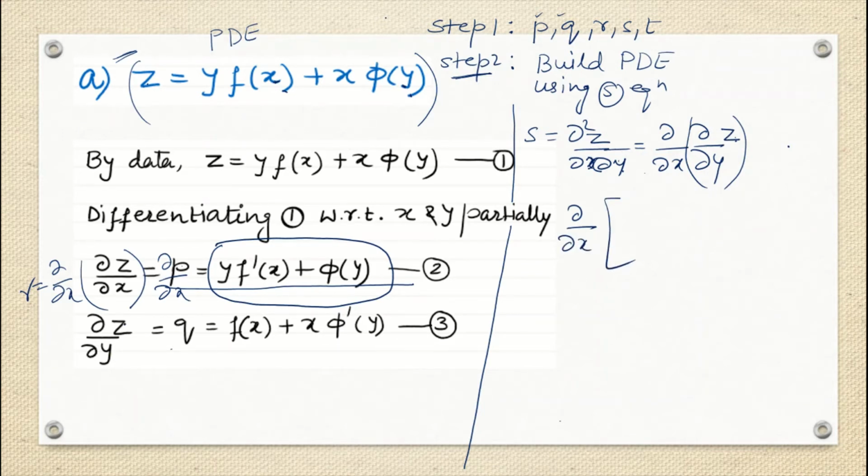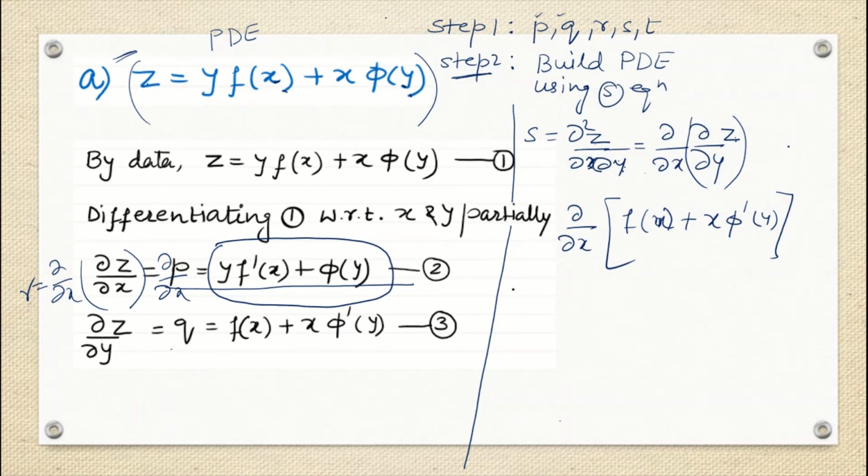So ∂z/∂y is nothing but f(x) plus x into φ'(y). Is that okay? Why am I writing it like this? If I have to find ∂²z/∂x∂y, that means ∂/∂x of ∂/∂y of z. So ∂/∂y of z I have already found, so now I am going to find ∂/∂x of this term.